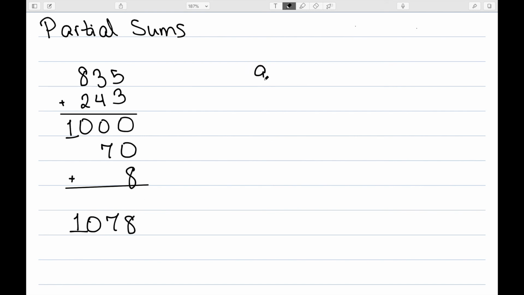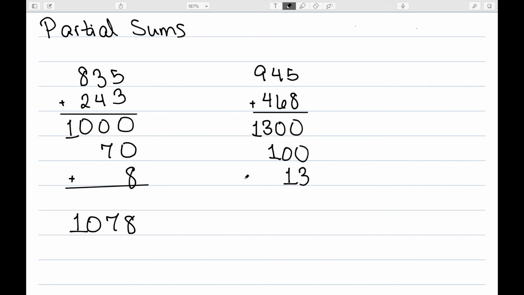Let's look at another one. 945 plus 468. 900 plus 400 is 1,300. 40 plus 60 is 100. And 5 plus 8 is 13. We then add these pieces. When we do, we get 1,413 for my solution.